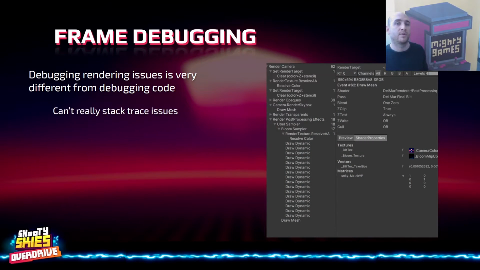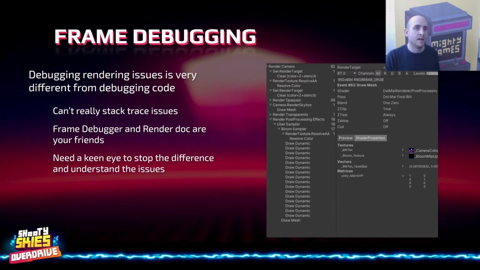It's important to note though, when you are dealing with render effects with Unity, that debugging rendering issues is very different from debugging code, and you can't really stack trace issues the same way as you can in standard code. So things like the frame debugger and RenderDoc are your friends, and you really need a keen eye to be able to spot the difference and understand the issues. One bug that I encountered when I was writing the color blending render pass effect was that I'd forgotten to clear out one of my bloom buffers in the cleanup pass, and that was causing a couple of the buffers to be rendered at half resolution, and I couldn't work out why. It was only the frame debugger that could show me that these things were being rendered at half resolution, and then I had to scrape through the code to find out where that issue was.